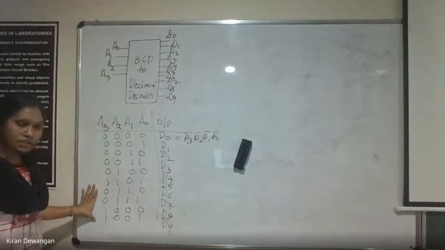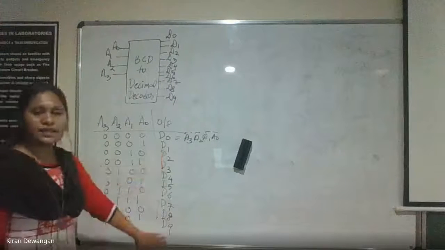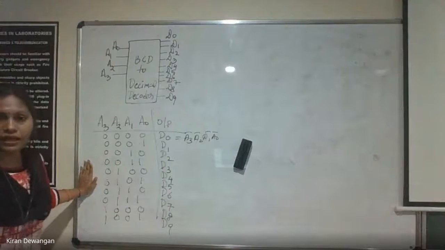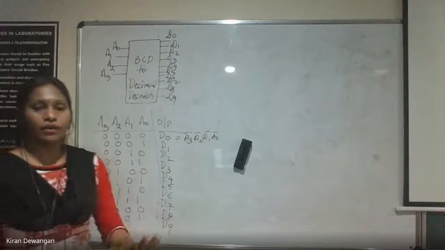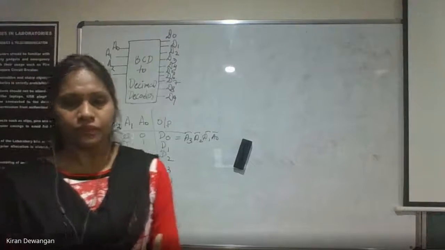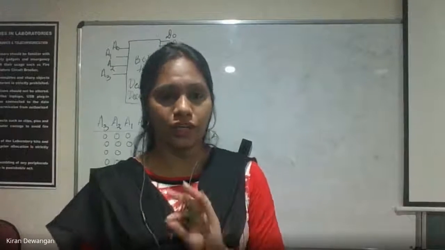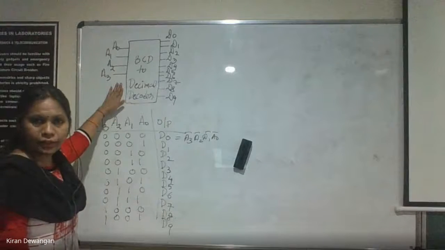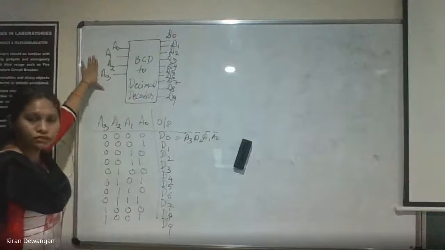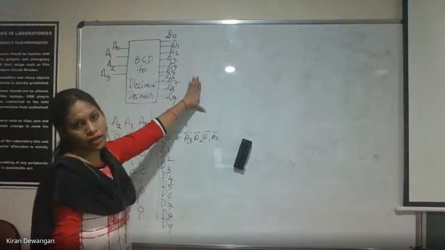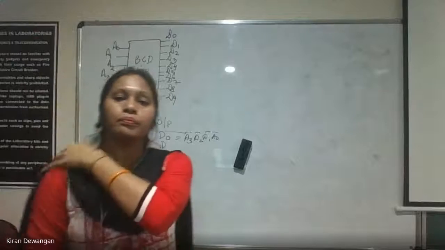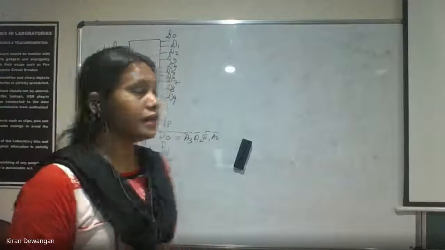For only these combinations, we'll get these as an output. And if we are giving any of the invalid combinations, none of the outputs will go high. That is, we will not get any output at all in the decoder, in the BCD to decimal decoder. And this is our block diagram, wherein we'll be giving 4 inputs and 10 outputs. That's it. Clear? So this is our BCD to decimal decoder.